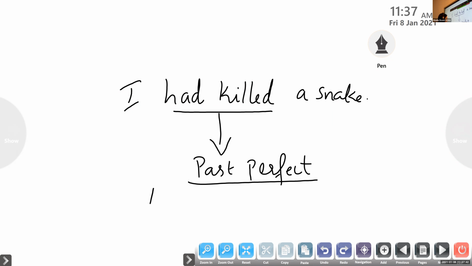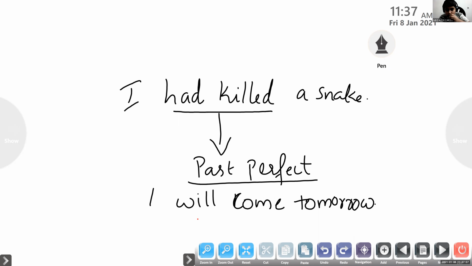Okay, I will come tomorrow. This is my example for you. Ayman, please identify the finite verb from the sentence. Ma'am, will come. Excellent, will come. And tell me the tense form. Simple future. Yeah, of course.